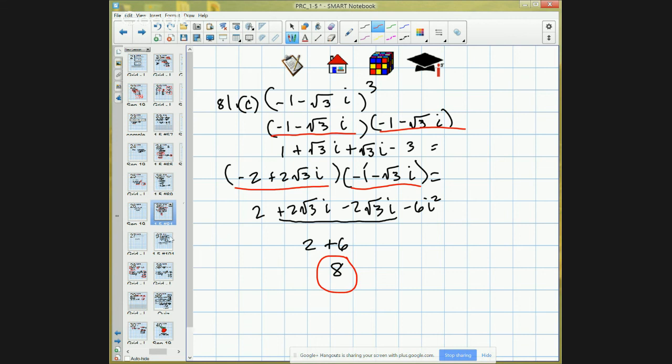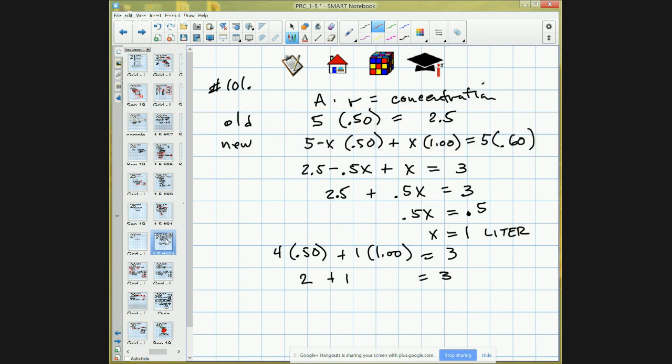Okay, let's look at number 101. Well, that's a review. I don't know, do we? Maybe we don't need to do that. Let's just look at it. A mixture problem. We all have little challenges with mixture problems, so let's look at that. So we've got a 5-liter container contains a mixture with a concentration of 50%. How much of this mixture do you have to take out and replace it with a 100% concentrate to bring it from 50% up to 60%?